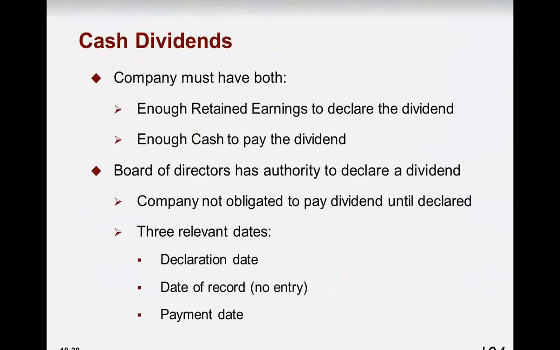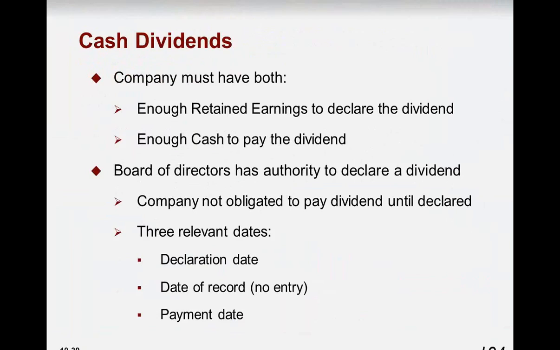I cannot pay out $1 million in dividends if my retained earnings is $500,000. I mean, it just can't happen, and I can't pay out $1 million in dividends if I have $100,000 cash. The board of directors has the authority to declare a dividend. The company is not obligated to pay a dividend until the board of directors declares a dividend, and there are three relevant dates when we are going to do dividends.